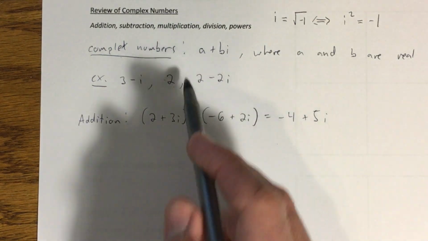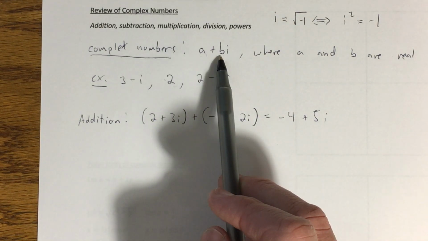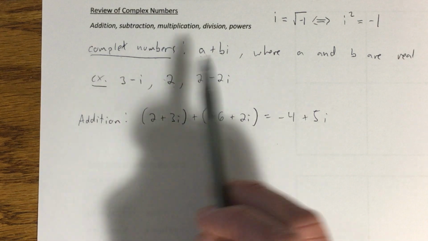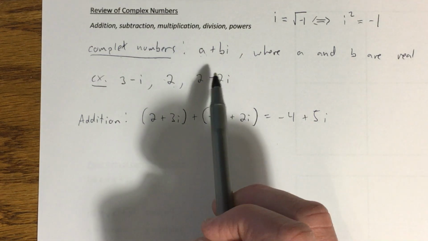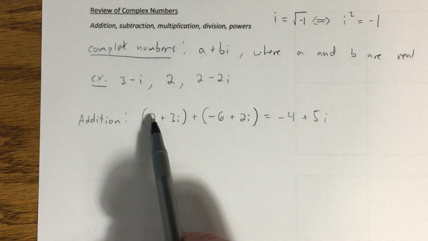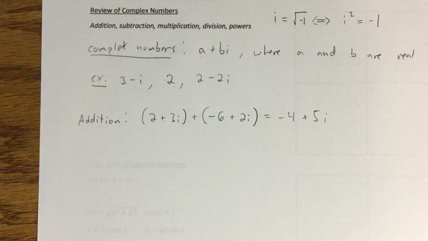Now these numbers here, the a and the b, we call these the real and imaginary parts. bi is not the imaginary part, just the b. It's the coefficient. So when you hear me say things like add the real parts and add the imaginary parts, we're doing what we did here.